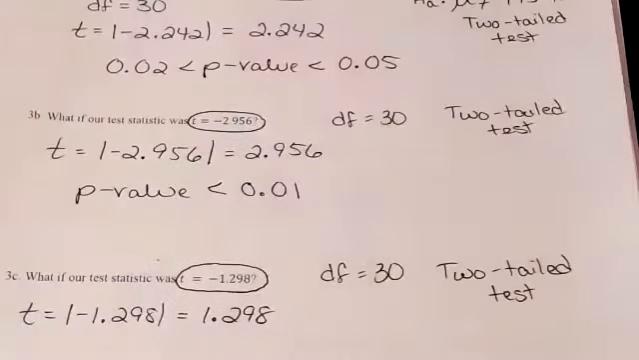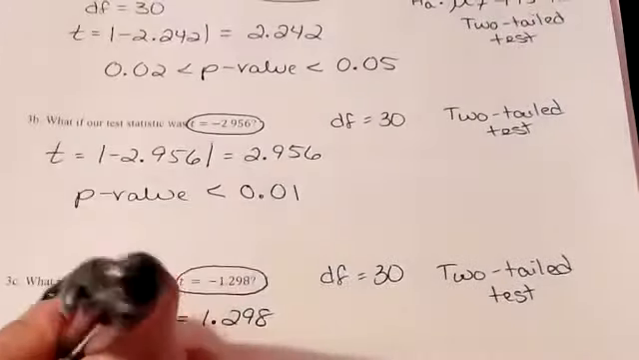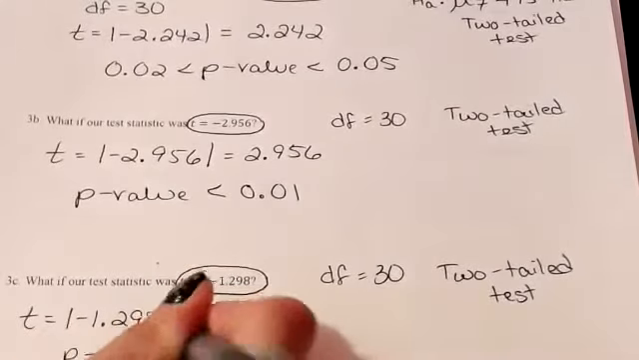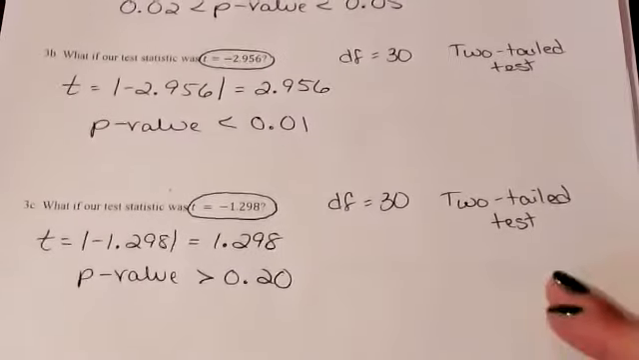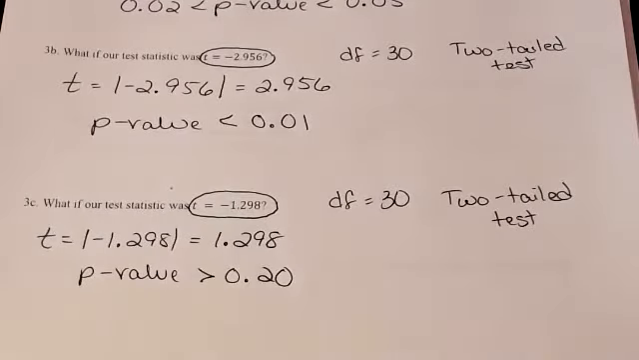So let's write that out. Our p-value is greater than 0.20. Let me raise the screen so that you can see it. And voila, we have that completed.